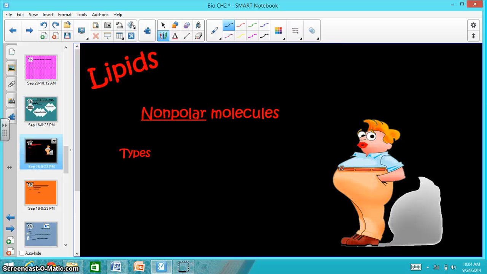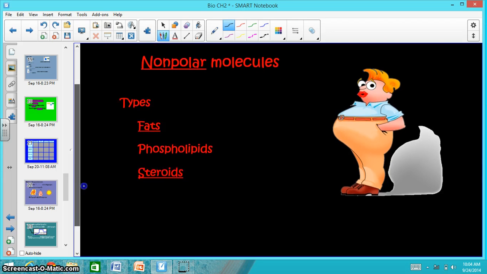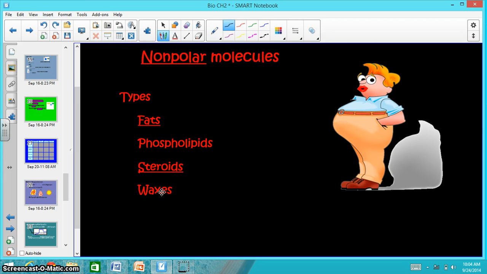Our next organic compounds are lipids. Lipids are nonpolar molecules, meaning they don't have a charge on either end, opposite charges. We talked about water being polar. Okay, so lipids include things like fats, phospholipids, steroids, and waxes. Fatty acids compose your fats.